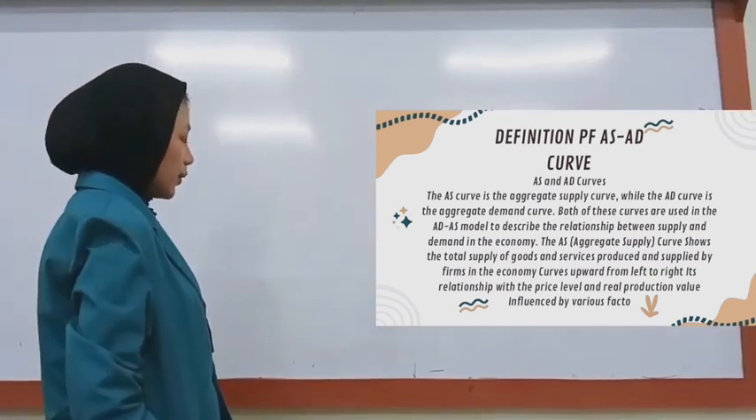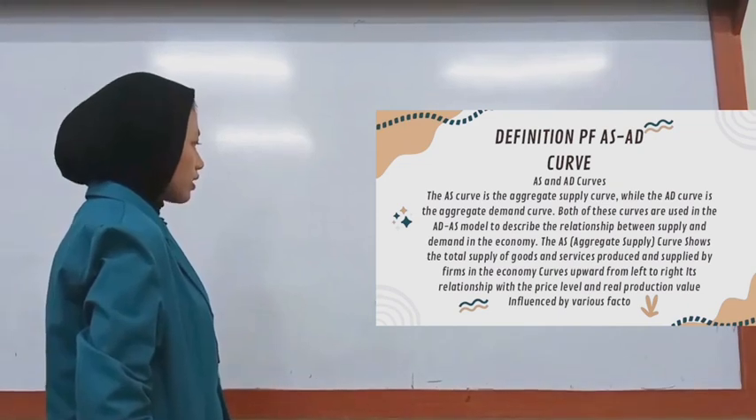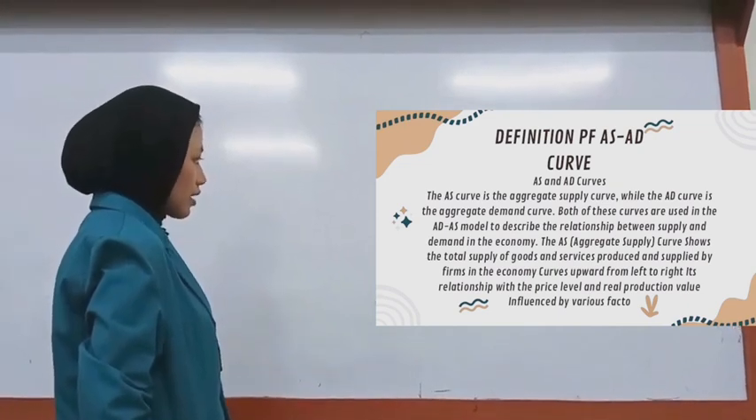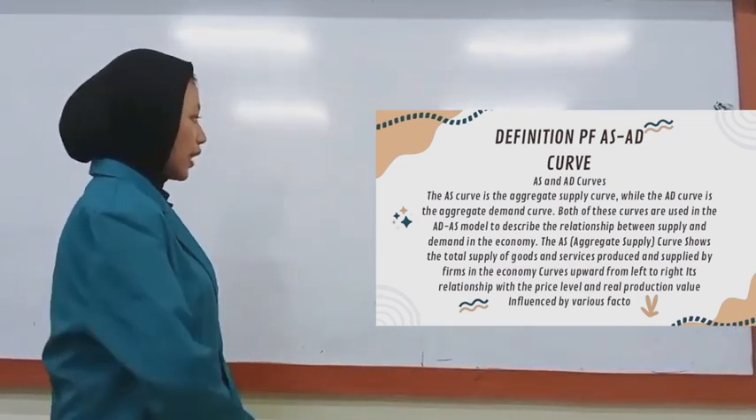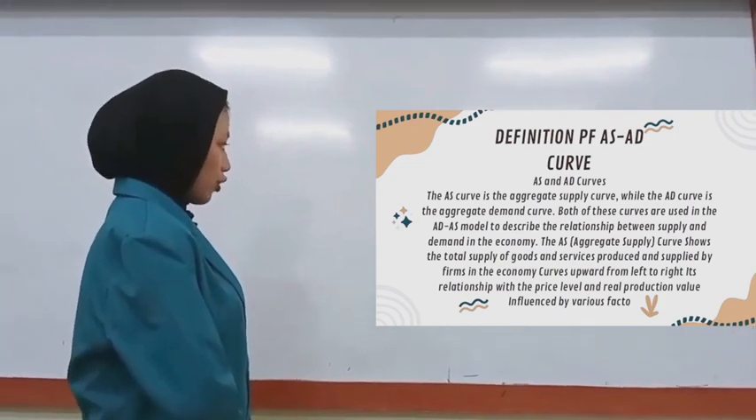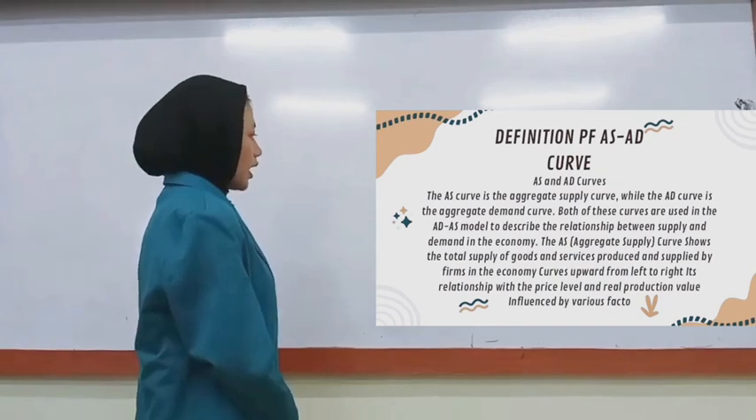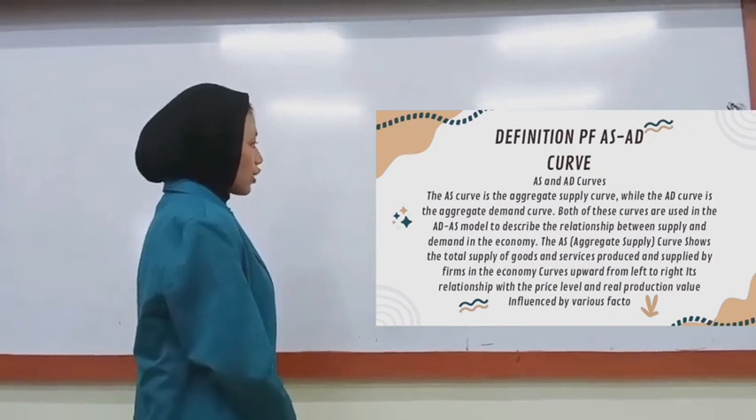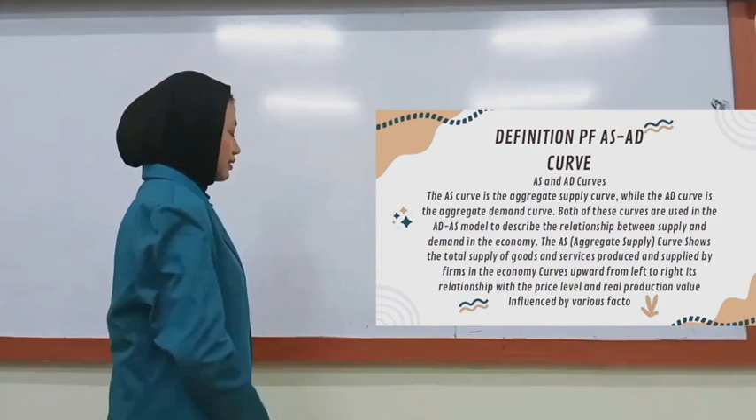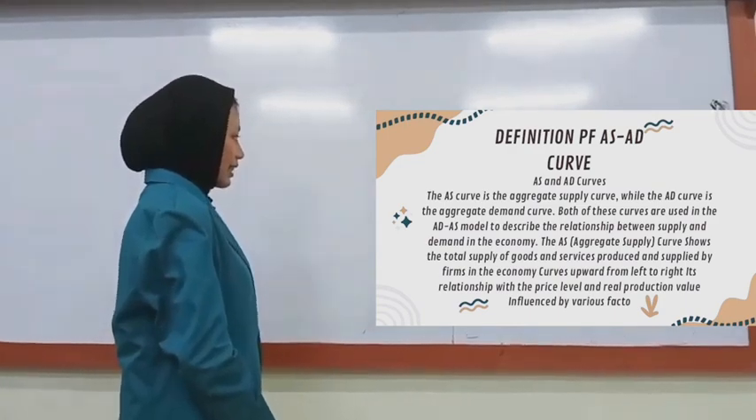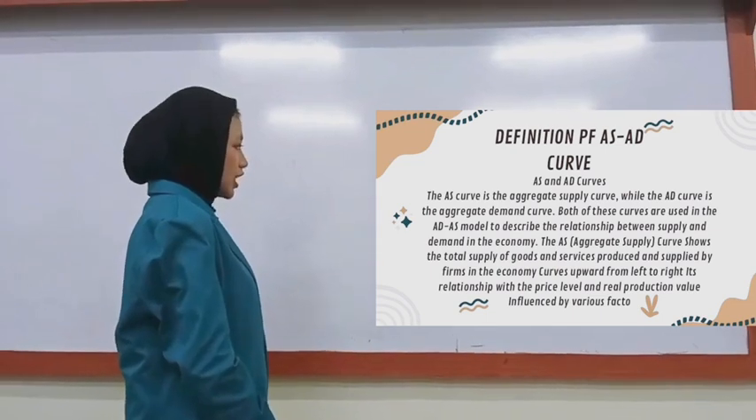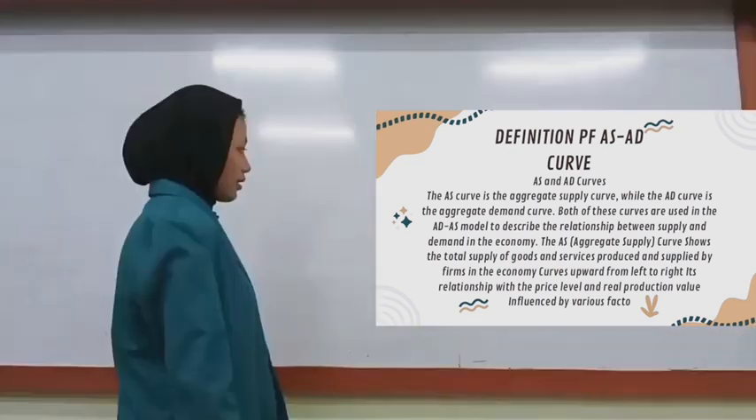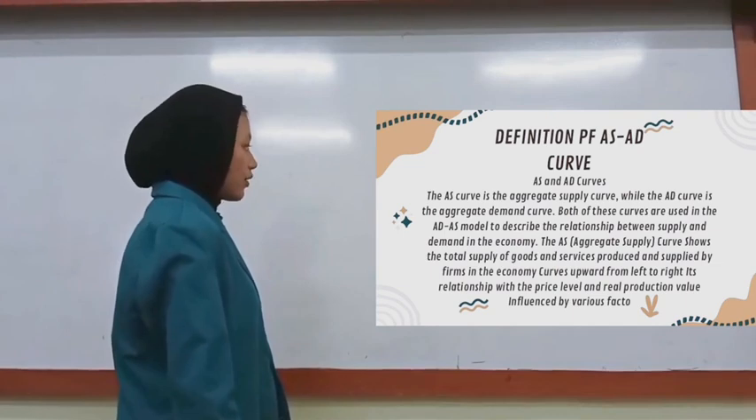The aggregate supply curve shows the total supply of goods and services produced and supplied by firms in the economy. It curves upward from left to right, showing the relationship between the price level and real production value, influenced by various factors.